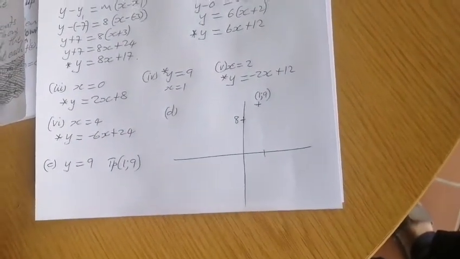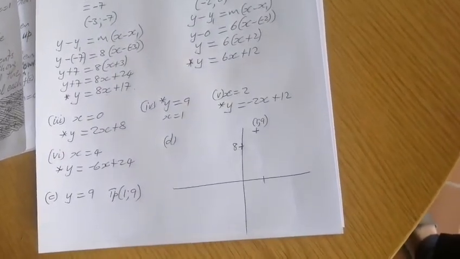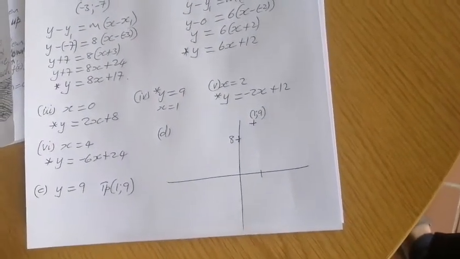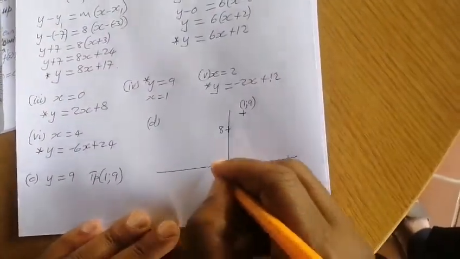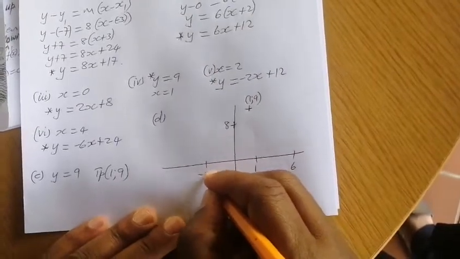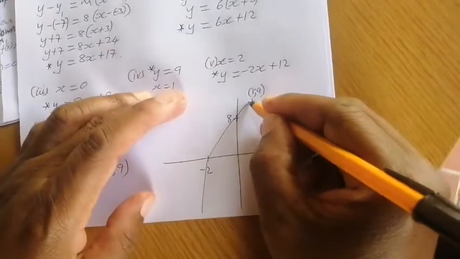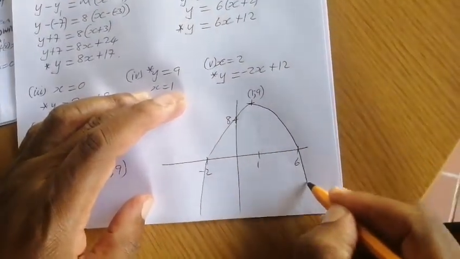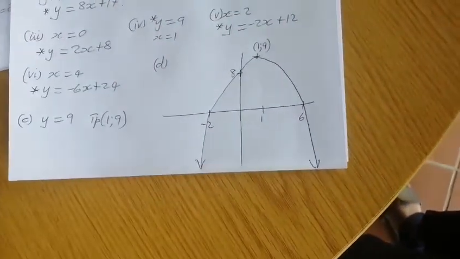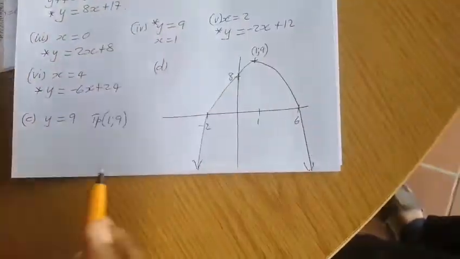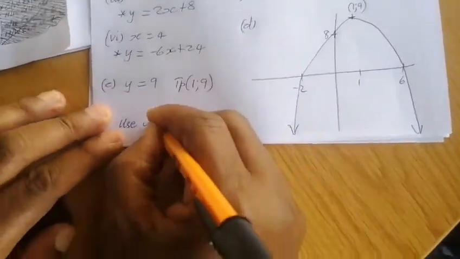And we can also see that when y is 0, it will pass through minus 2 and 6. So we shall have our 6 here. This is a 1, so this is a minus 2. So our graph will go like this. It's a quadratic function that goes like that. Then for all these, use the intercept method.